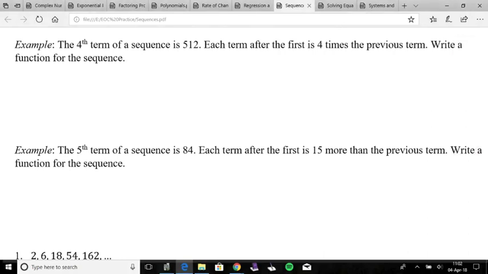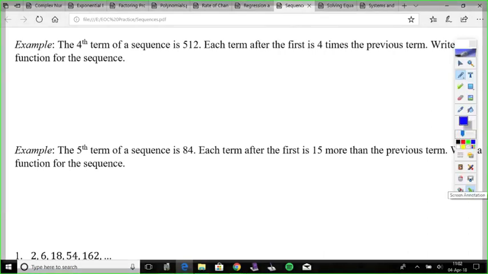So the 4th term of a sequence is 512. Here's what I do. I imagine this: 4th term, 1, 2, 3, the 4th term is 512. Each term after the first is 4 times the previous. That means I multiplied it by 4, and then multiplied it by 4 again, and then again, and I eventually got 512 as the 4th term.